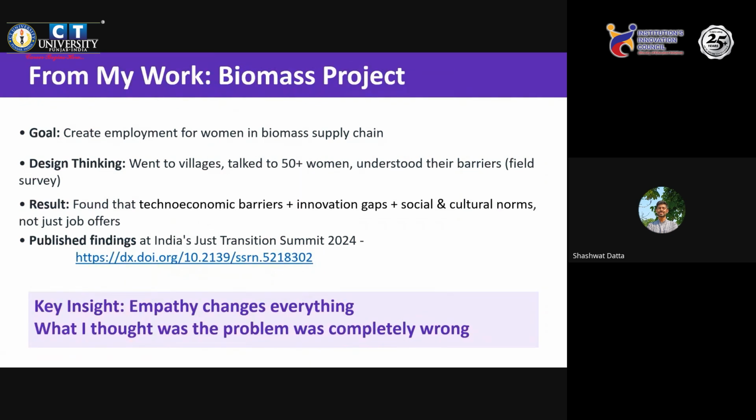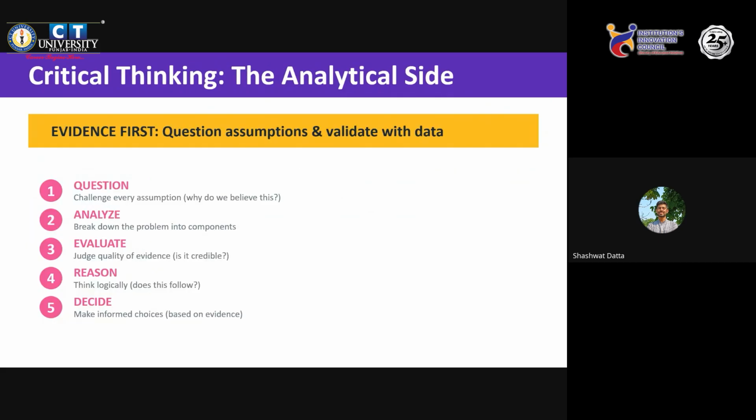As a result, we found that techno-economic barriers and innovation gaps, along with social barriers, were some of the reasons for this. We published the same findings at the Just Energy Transition Summit as well. So the key insight I want to share is that empathy changes everything. All right. So design thinking gives you empathy and ideas. But here's the real problem.